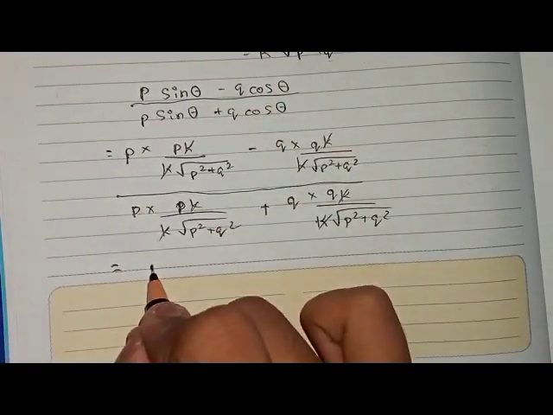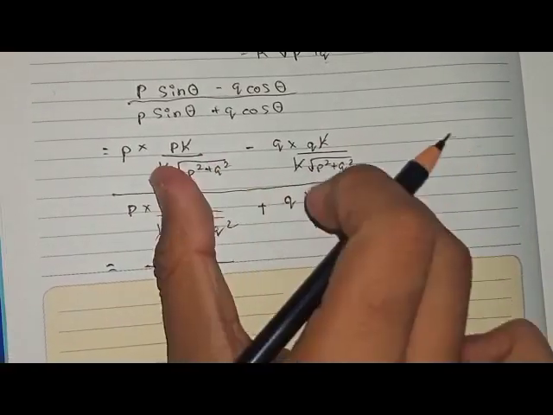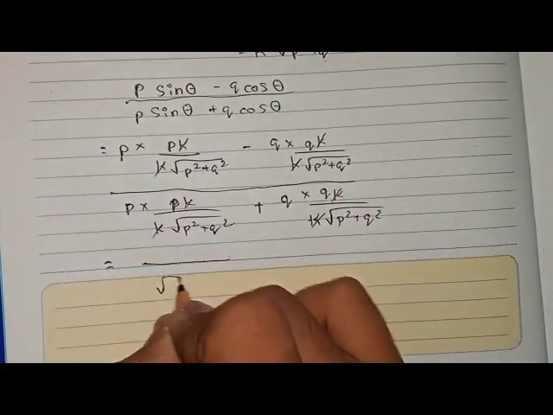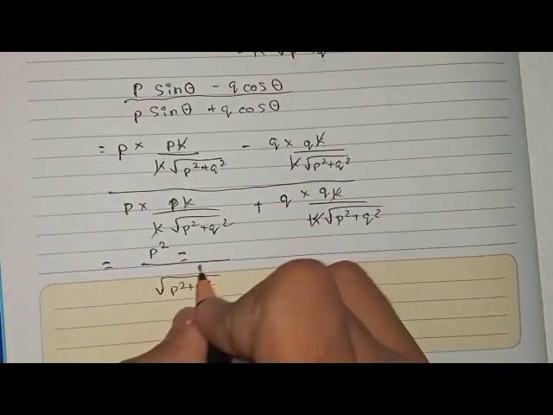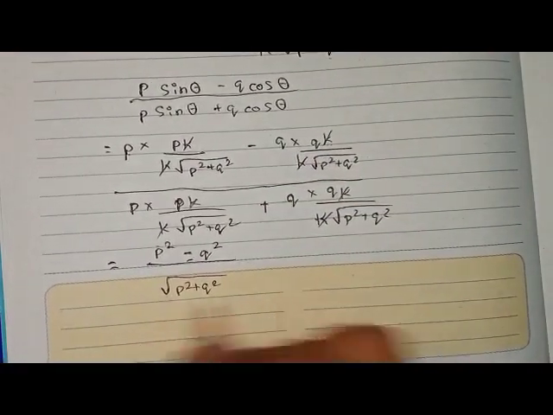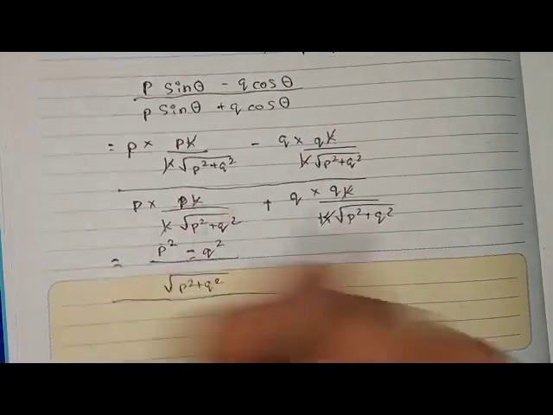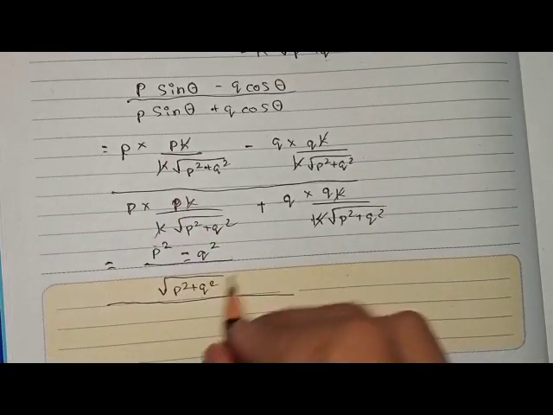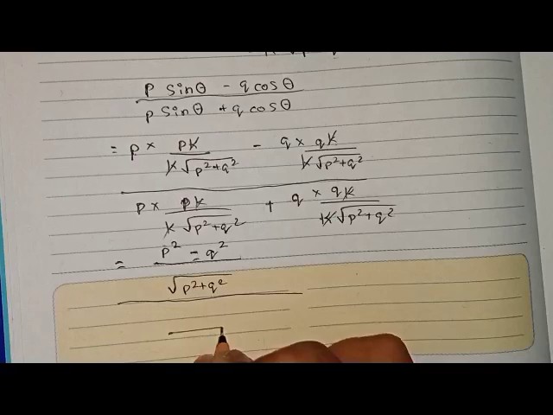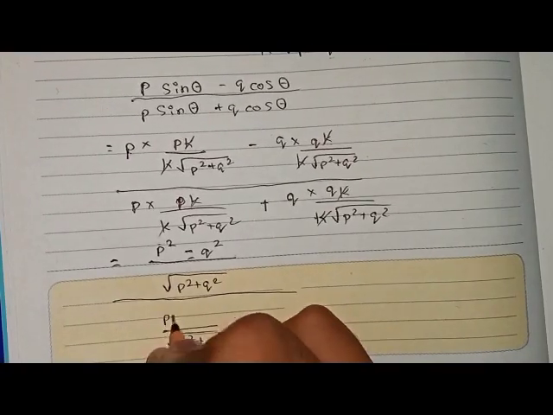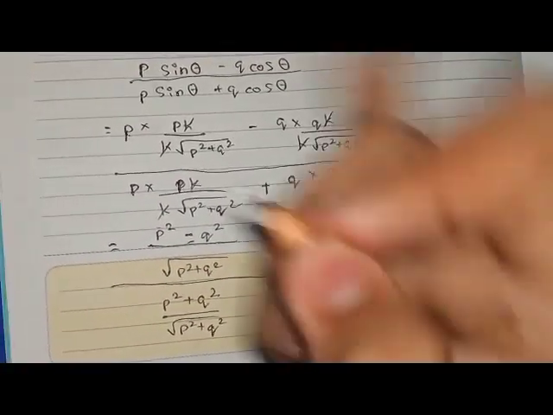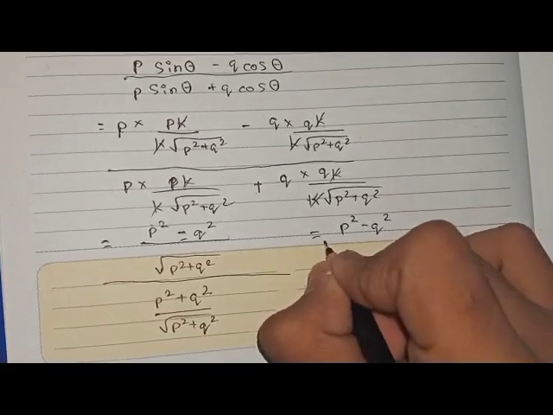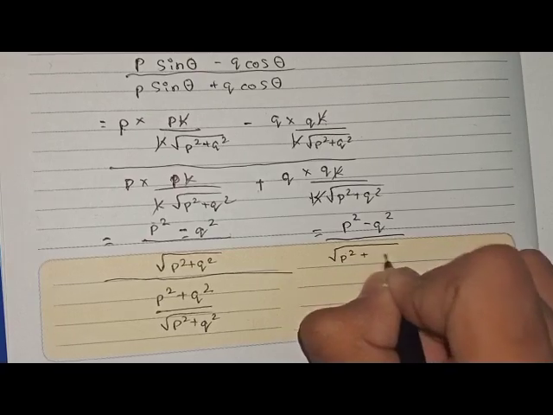So now in the first, the denominator is the same, root over p square plus q square. So p into p, that means p square, minus q into q, that is q square: p square minus q square by root over p square plus q square. Again, in the other part, p into p is p square, but here it is plus, so plus q square. So now it becomes p square minus q square by root over p square plus q square.